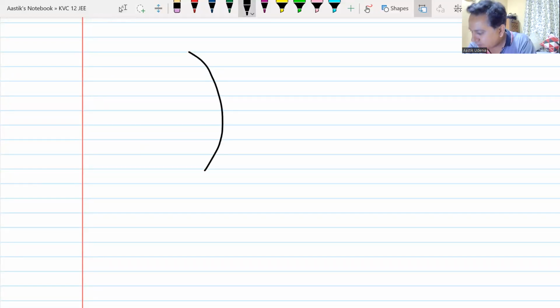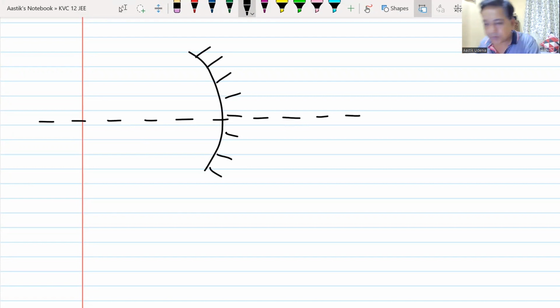I just make one concave mirror. And then I mark the important points on this principal axis. The first important point is C. Do you remember C? Center of curvature. The next point is F, the focus. The last point is P.